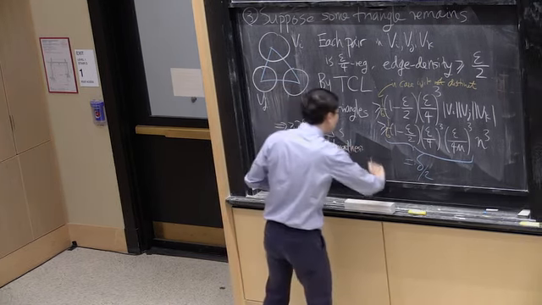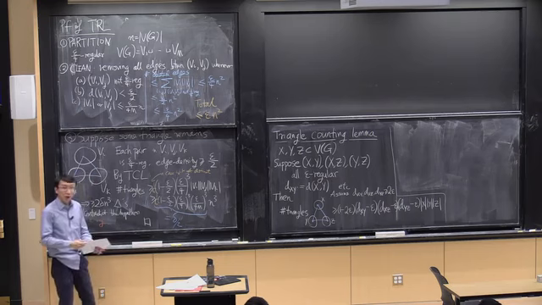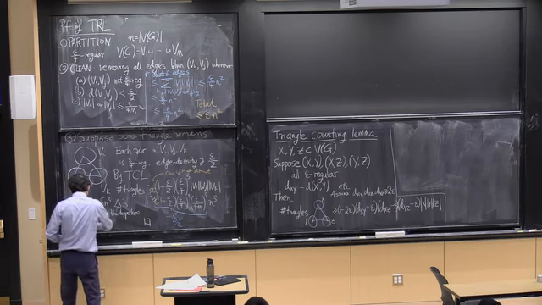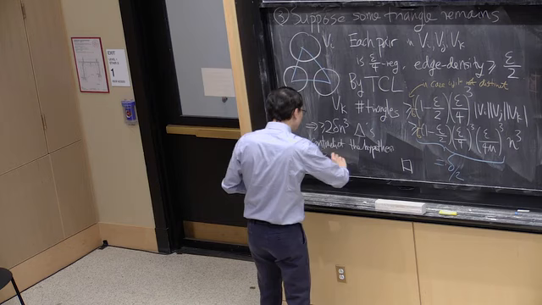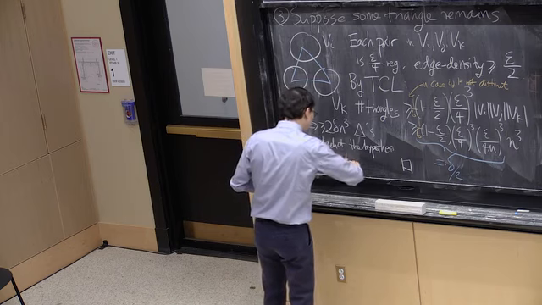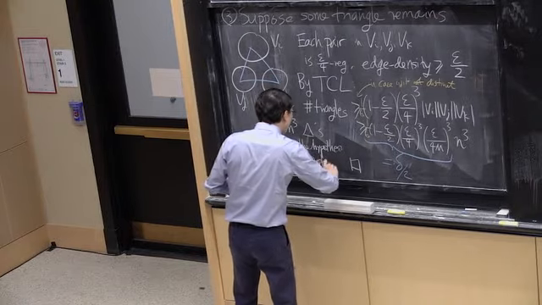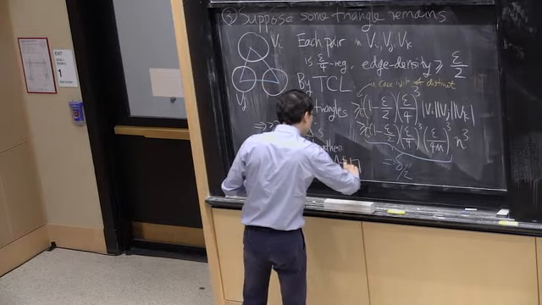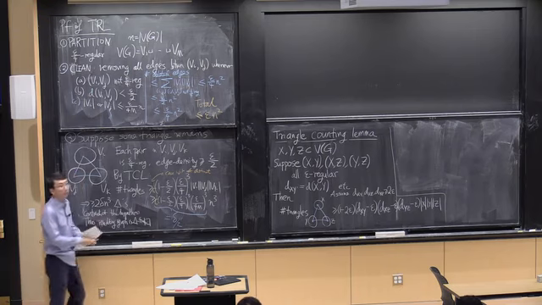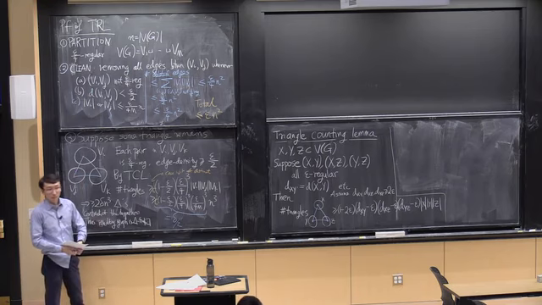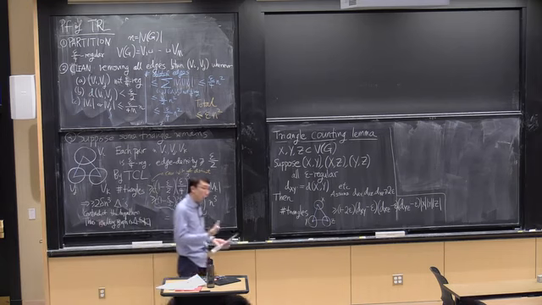And that finishes the proof of the triangle removal lemma. Right, so it's saying that thus the resulting graph is triangle free. Okay, so that's the proof of the triangle removal lemma.